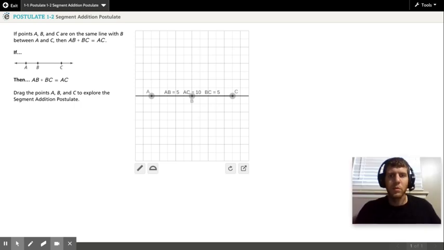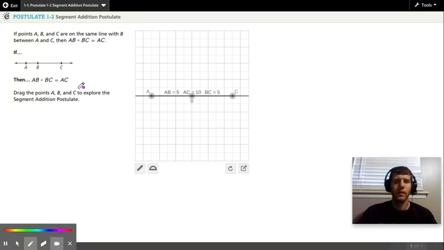Okay, example 3 requires us to know the segment addition postulate. So they have it written here for us. If you have 3 points on a line, and 1 point is between the other 2 points, for example, if B is between A and C, we can say that AB, this piece right here, plus BC, those 2 pieces will add together to give us the entire piece.